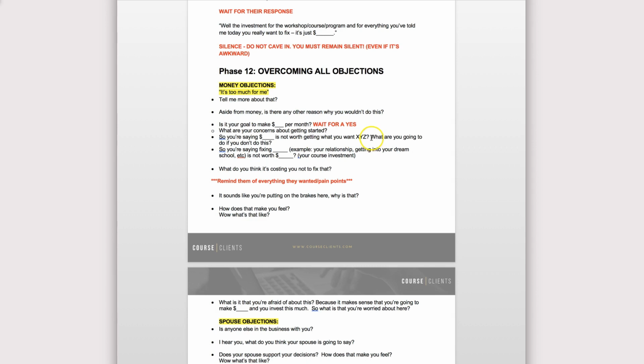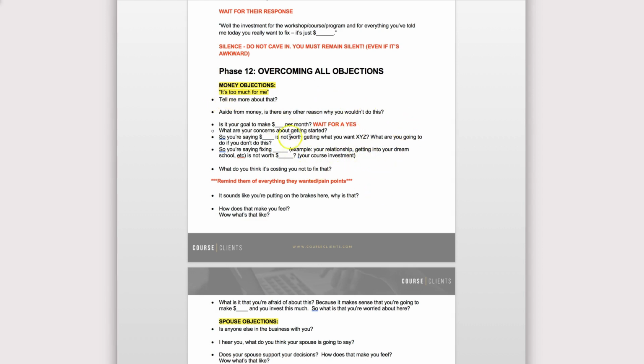This is a great one, because they don't have a plan. That's why they've come to you. Okay? So you're saying fixing a relationship, getting that feeling back with your wife is not worth 3K. Okay, these are just so logical, it's hard for people to argue with them. And you will get objections. Some people will just be like, I'm down, let's go. But more often than not, you're going to get some objections you have to overcome.